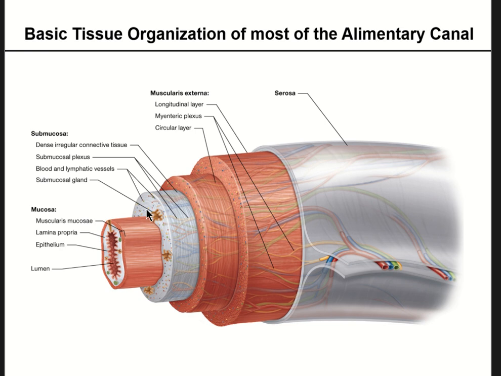So then the muscularis externa, I'll point that out, but most of the time you're going to have an inner circular layer of smooth muscle and then an outer longitudinal layer of smooth muscle. And if it's intraperitoneal, we're going to call the outer layer serosa, but if it's retroperitoneal, then we're going to call it adventitia.